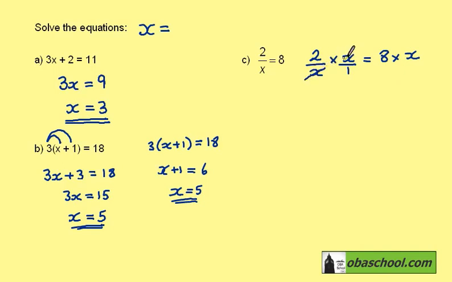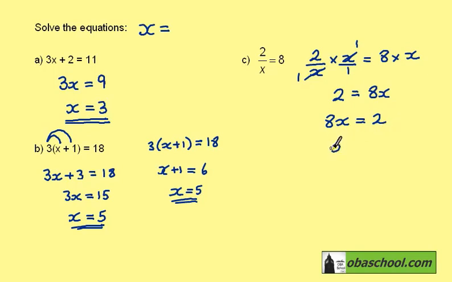x goes into x once, so we cancel down. Multiplying the fractions, 2 times 1 is 2, 1 times 1 is 1, which leaves us with 2. This is equal to 8x. Since these are equal, I can just change sides and write 8x equals 2. It doesn't matter which thing is on the left and which is on the right.